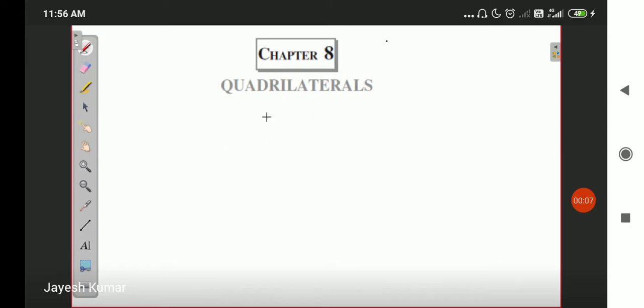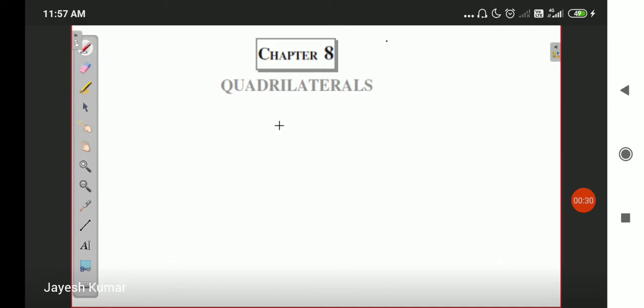Okay, from today, we are going to start with chapter number 8, quadrilaterals. We are done with chapter number 7, that was triangles. After that, out of your course, only one chapter will be remaining. That will be chapter number, sorry, I don't remember the number of the chapter, but that will be Heron's formula. So let us start with the quadrilaterals.